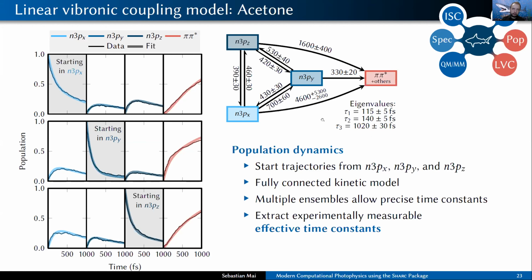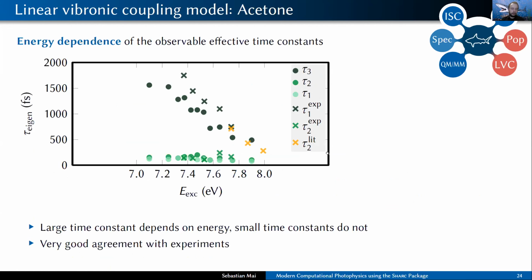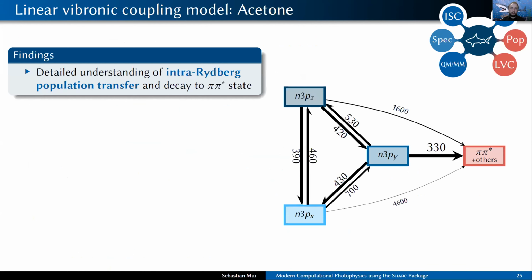And then based on these 9 rate constants, we can calculate the possible time constants that can be seen in the experiment and compare this for different excitation energies. And the agreement is pretty good, which tells us that this is not a bad approach to do. So here we saw that in acetone, we can excite to different Rydberg states, and these different Rydberg states exchange population pretty quickly, but only one of these Rydberg states really decays quickly to the lower lying pi star state, which is related to the symmetry of the Rydberg state.